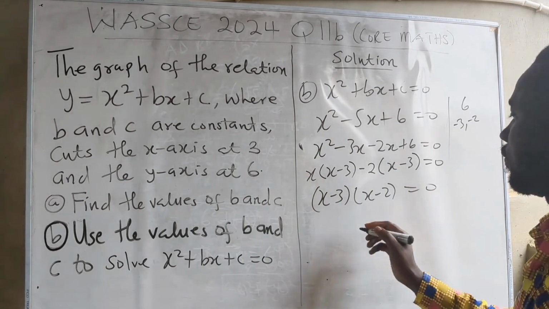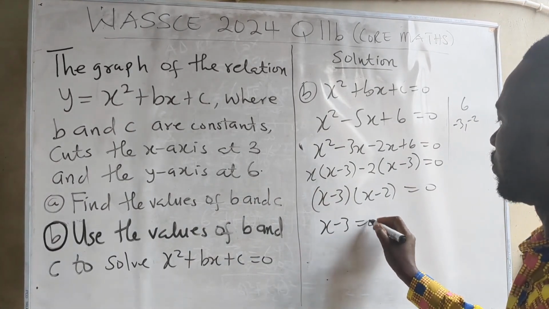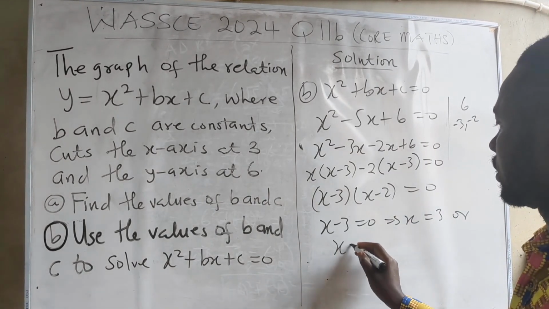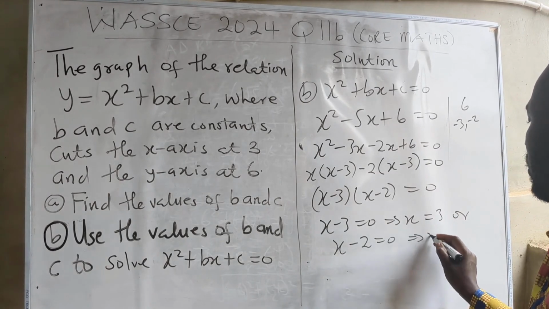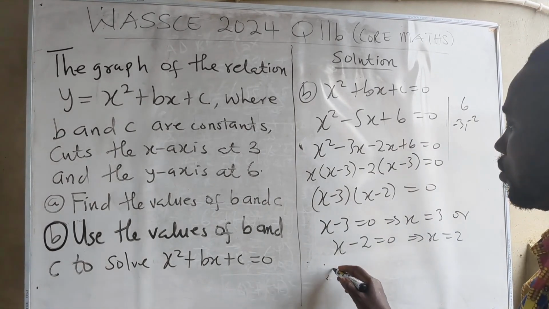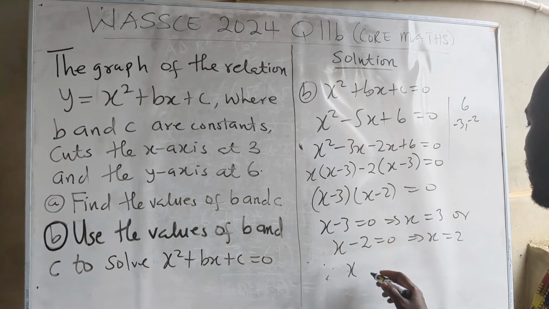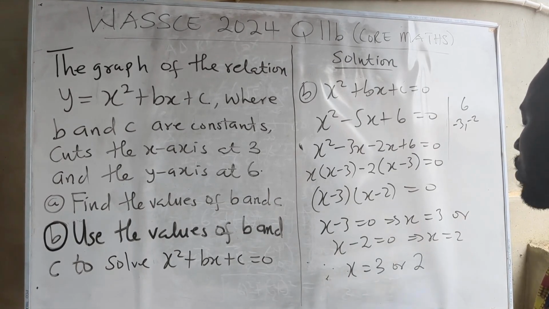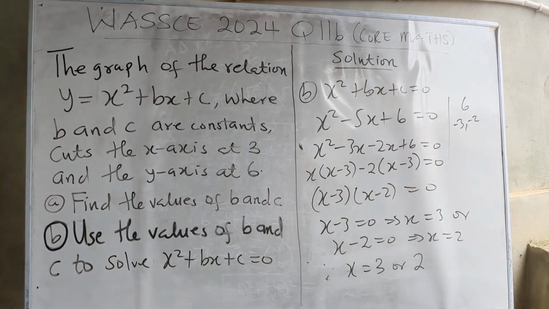Alright, so we have either s minus 3 is equal to 0, where s equals 3, or s minus 2 is equal to 0, where s equals 2. So the values of s are either s is equal to 3 or s is equal to 2. So we have these two values of s.